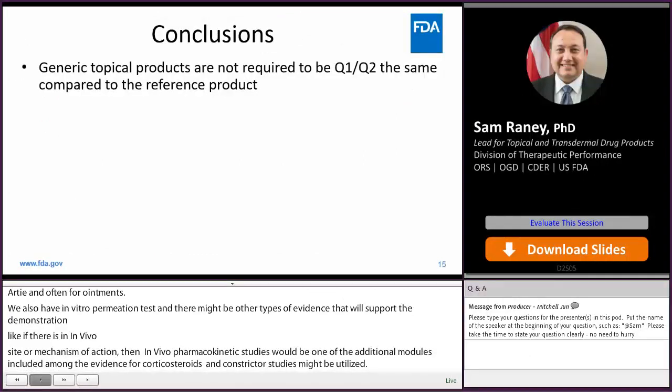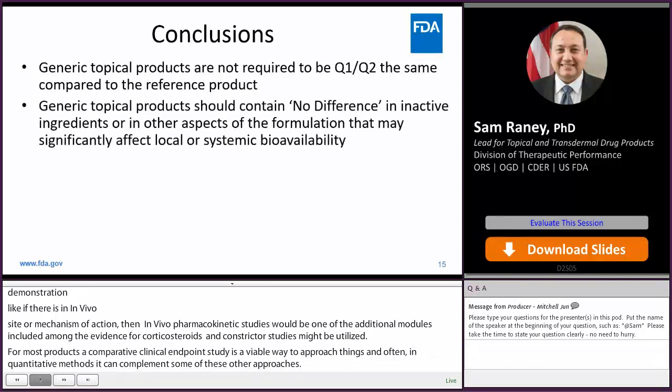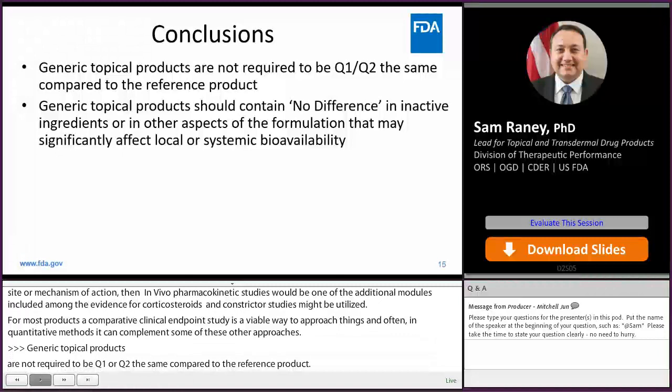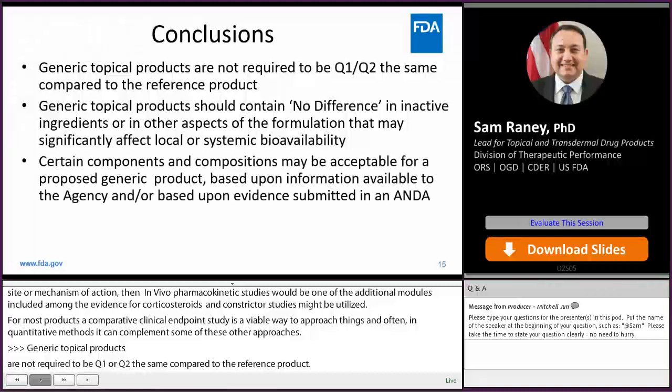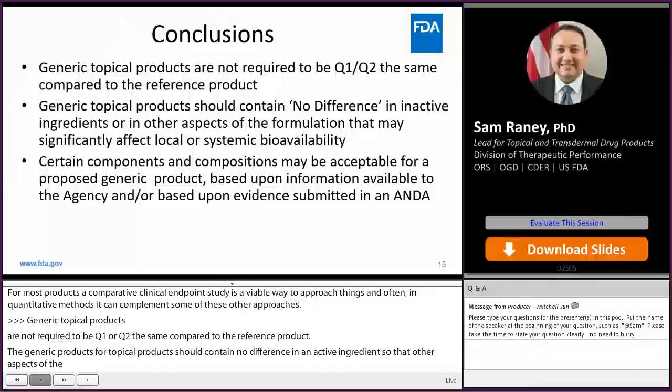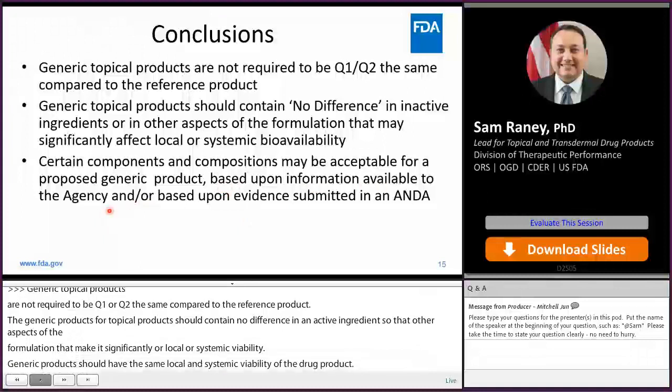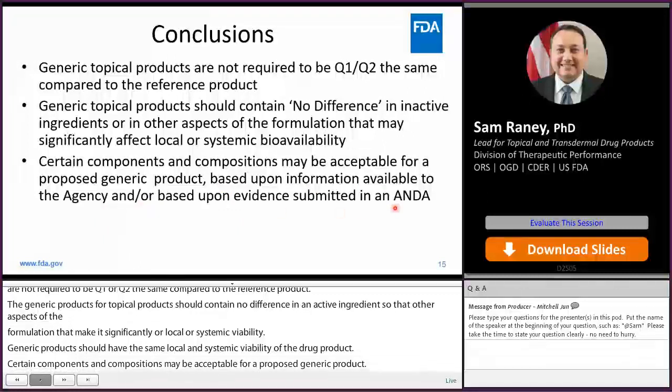So in conclusion, generic topical products are not required to be Q1 or Q2 the same compared to the reference product. Generic topical products should contain no difference in active ingredients or other aspects of the formulation that may significantly affect local or systemic bioavailability. In other words, generic products should have the same local and systemic bioavailability of the drug product. Certain components and compositions may be acceptable for a proposed generic product based either upon information available to the agency or based upon evidence submitted in an ANDA.